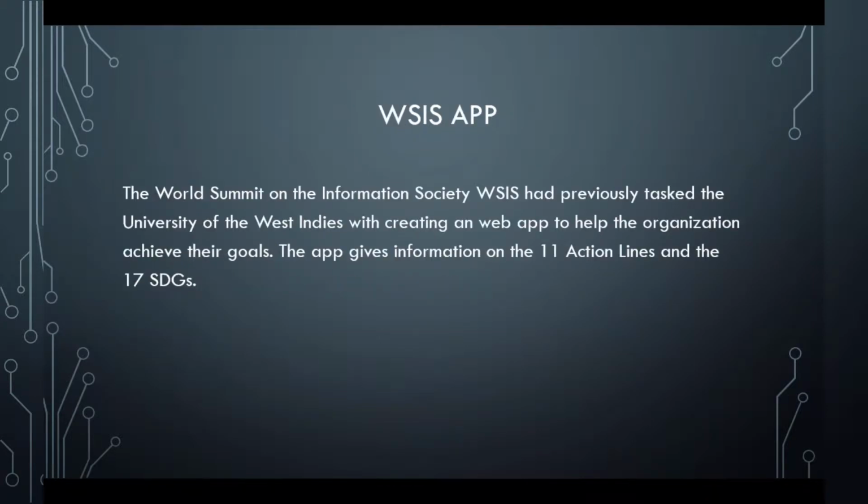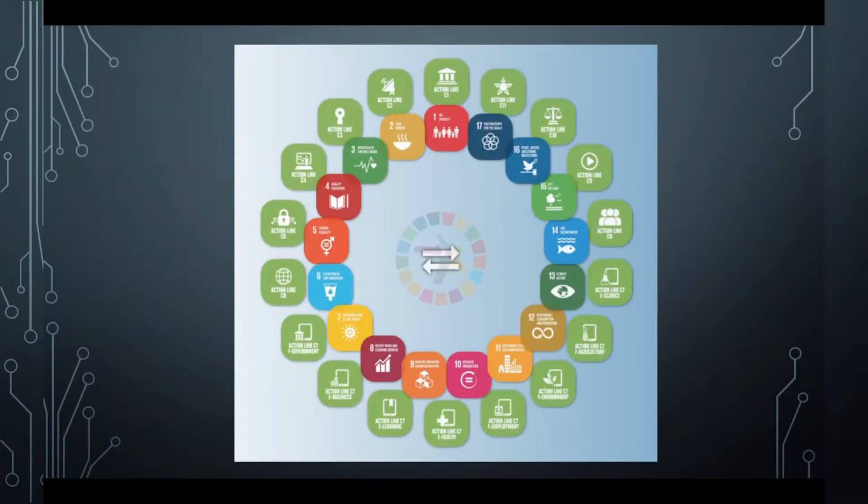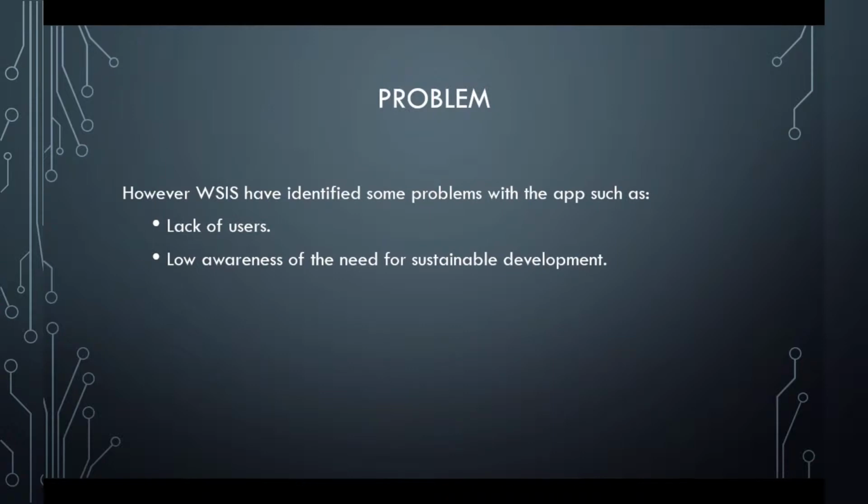The World Summit on Information Society, WSIS, had previously tasked the University of the West Indies with creating a web application to help the organization achieve their goals. The application gives information on the 11 action lines and the 17 SDGs. However, WSIS have identified some problems with the application, such as a lack of users and low awareness of the need for sustainable development.